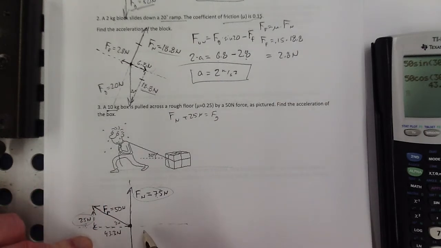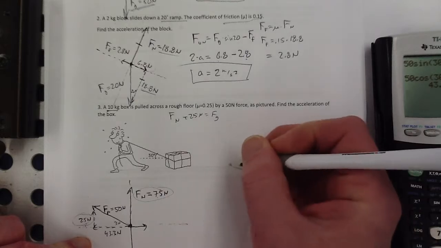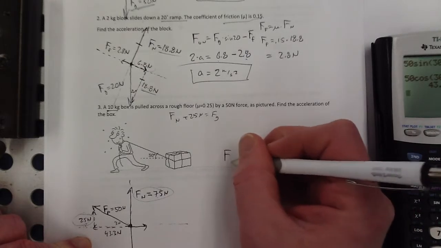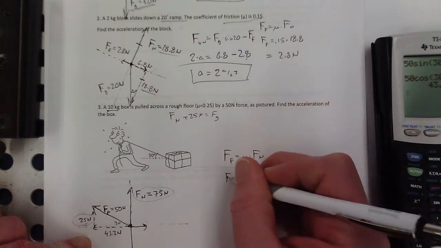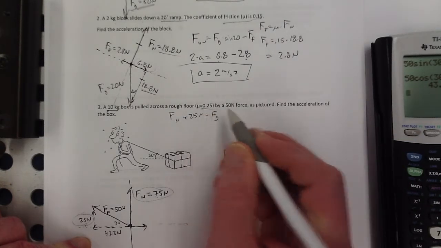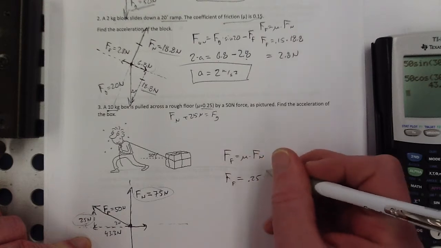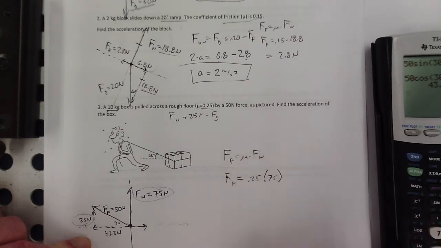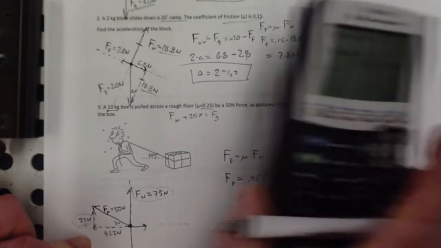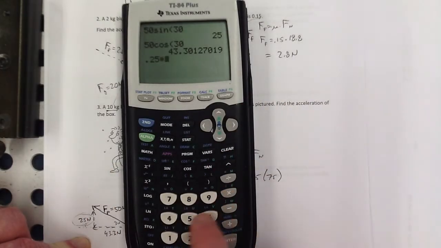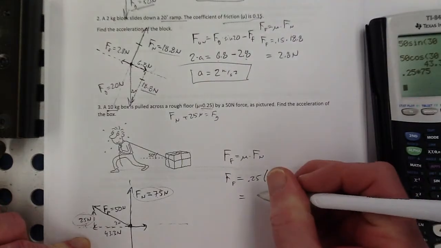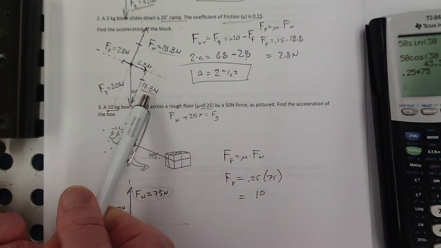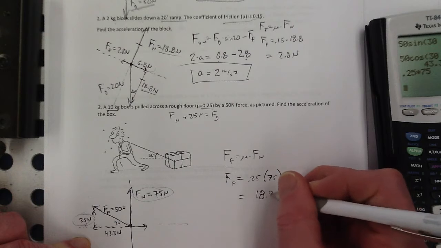We also have friction, and I need to figure out how much. So the force of friction is equal to mu times the normal force. Mu is 0.25, the normal force is 75. That's going to be about 18.8. There's another 18.8. Go figure.